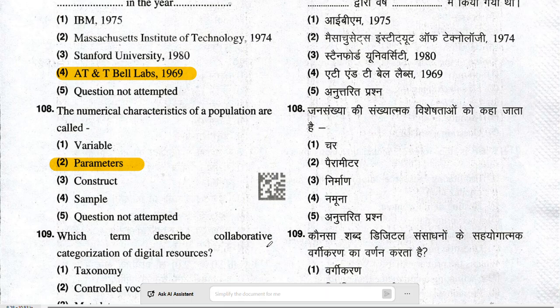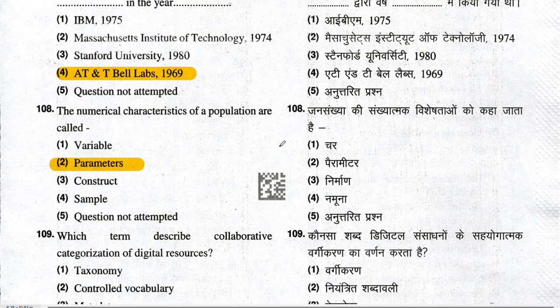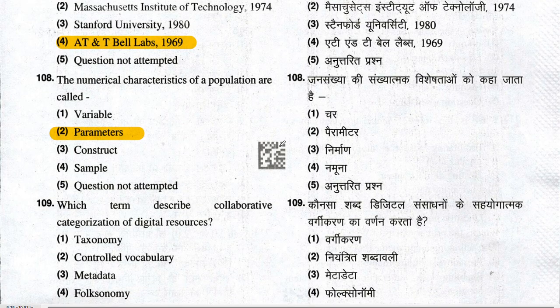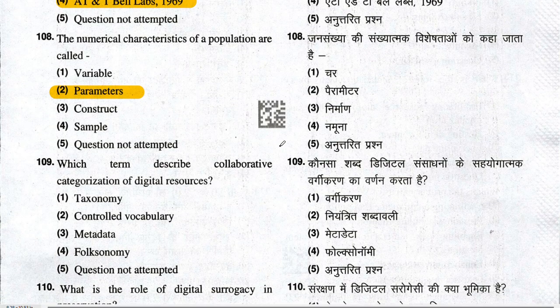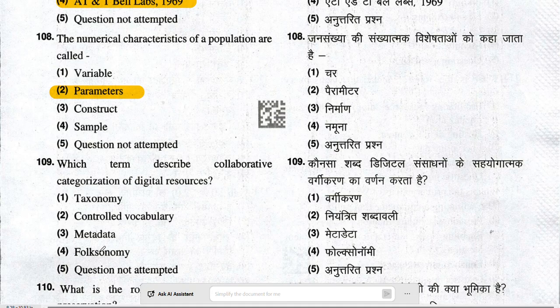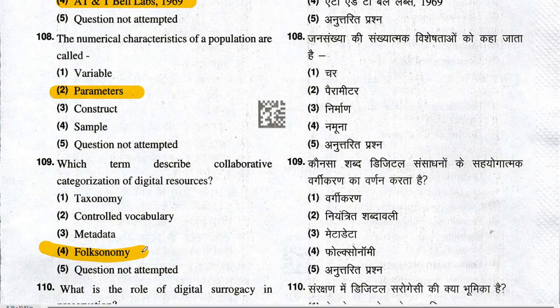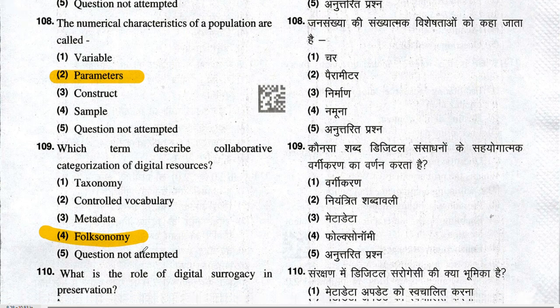Which term describes collaborative categorization of digital resources? Taxonomy. So the taxonomy term describes collaborative categorization of digital resources. Taxonomy is the right answer. So option number 4 is the correct answer of this question.